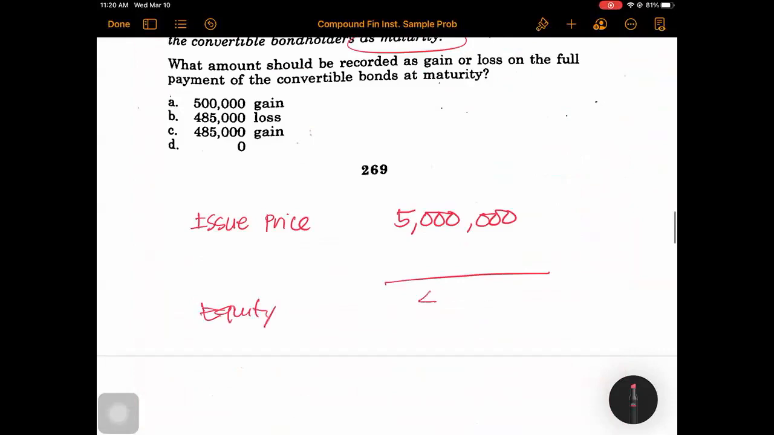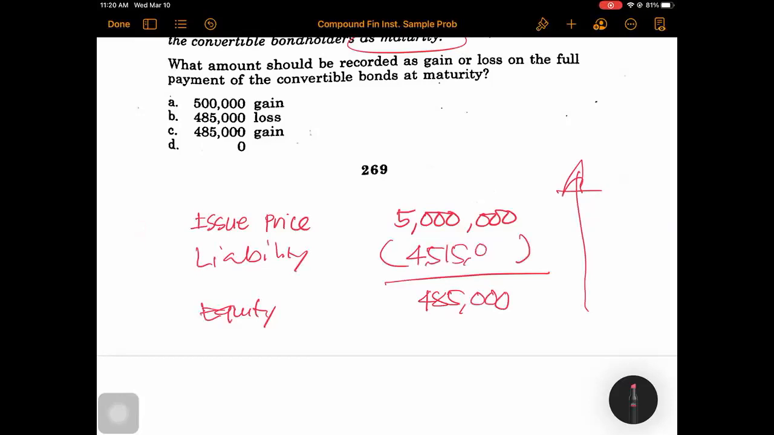Therefore, sa atong formula, minus liability, this is now the equity component. So, nanatay 485,000 equity component, work back ta. Pila ang liability component nato? That's 5 million minus 485,000. So, the liability component is 4,515,000.